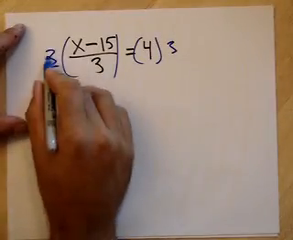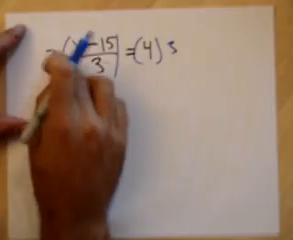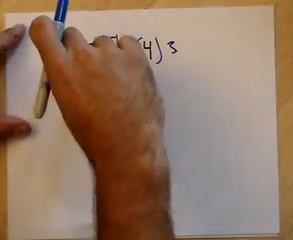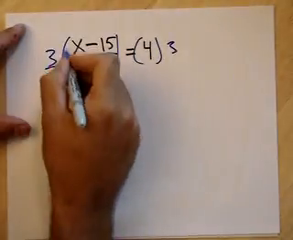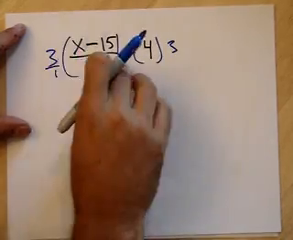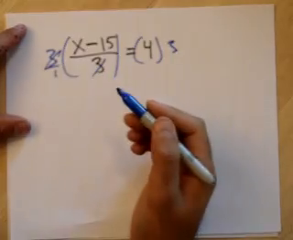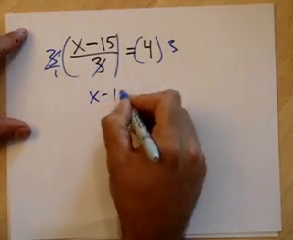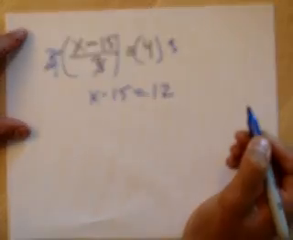Both sides. I'm going to multiply both sides by 3, and what happens? We can cancel these out, right? I mean, because 3/3 is 1. Or we can switch this around, so we can rewrite this as 3 over 3 times x minus 15 over 1, because these guys switch around, right? Whatever. Cancel these things, right? X minus 15 equals 12.